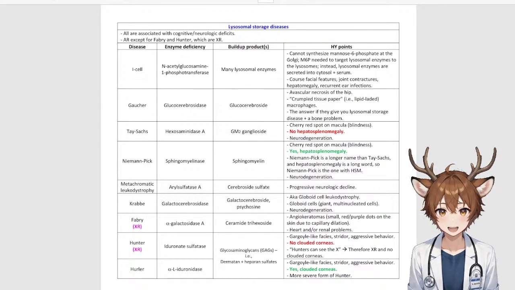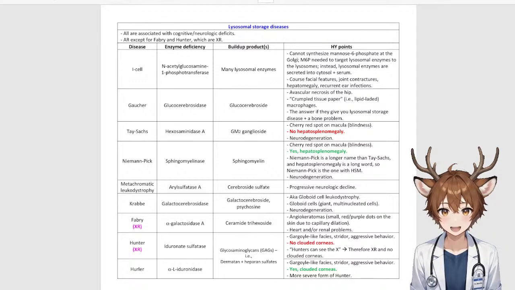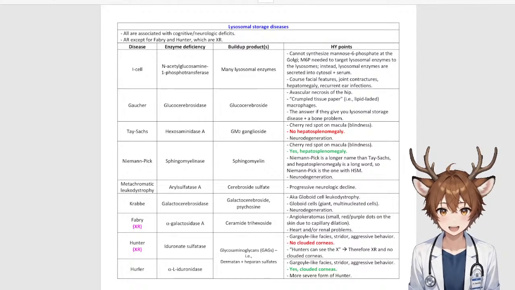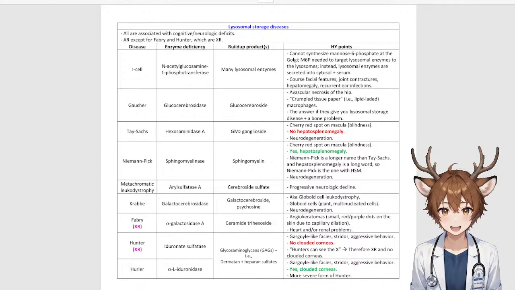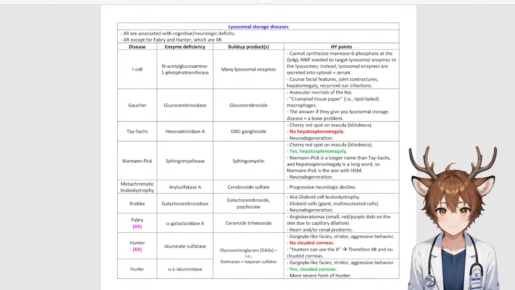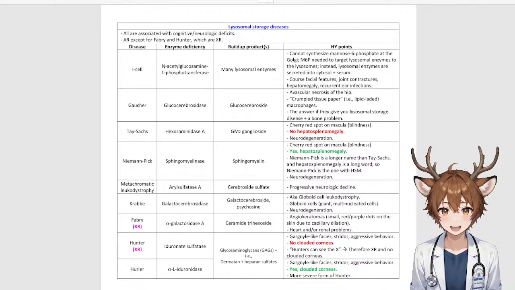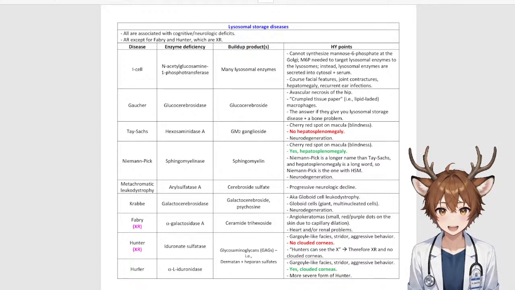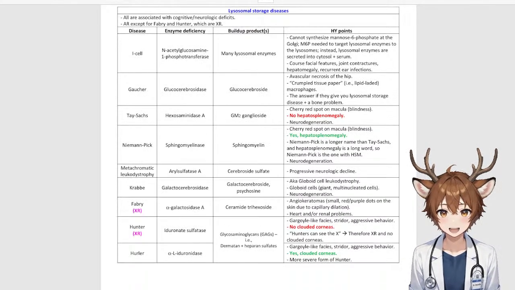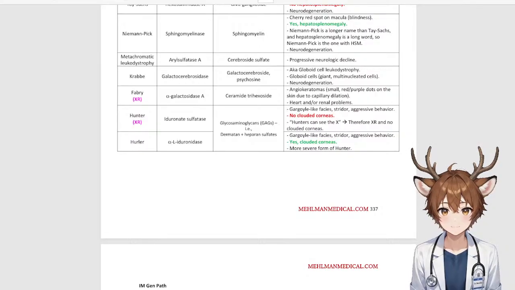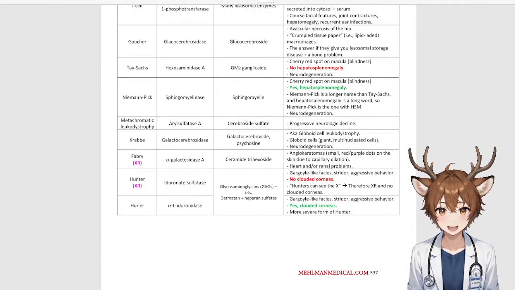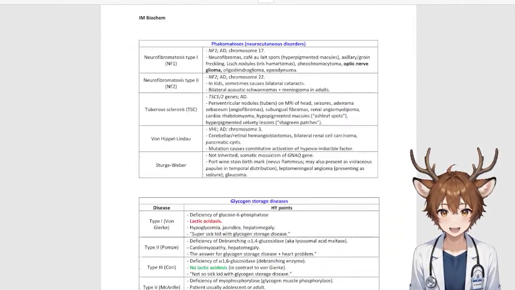They have the same buildup of products of glycosaminoglycans. However, it's an alpha-L iduronidase deficiency rather than the iduronate sulfatase deficiency you see in Hunter's. It's not X-linked recessive. And in the case of Hurler's, one of the most obvious features that doesn't exist in Hunter's is the fact that they have clouded corneas. Okay? So that is the end of the biochemistry section.